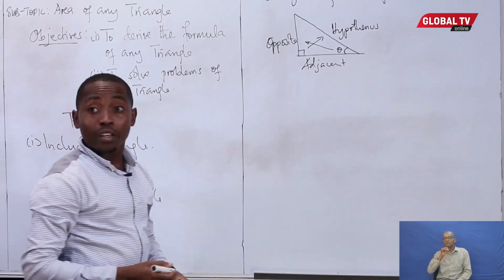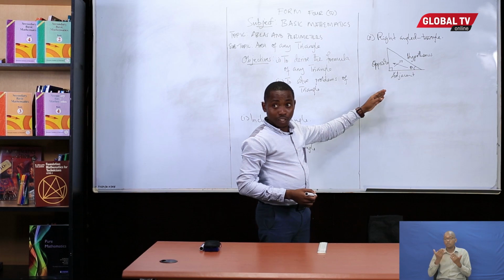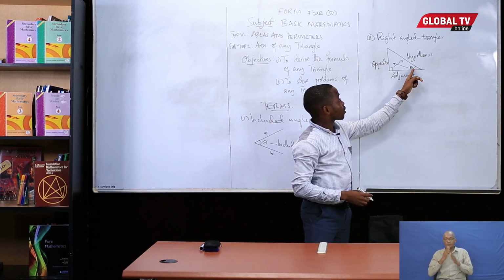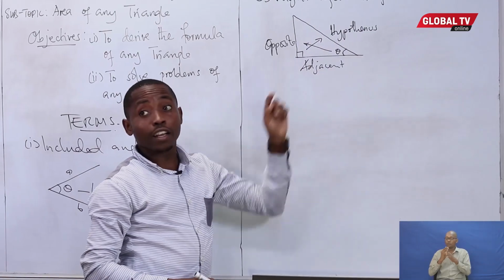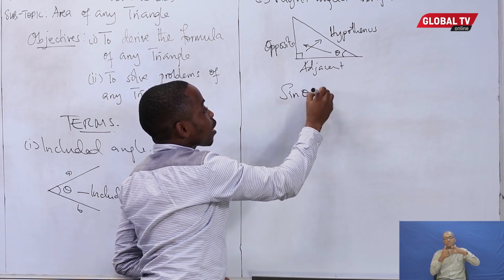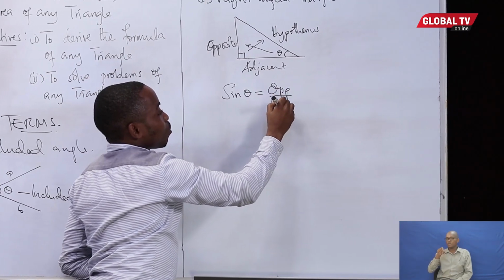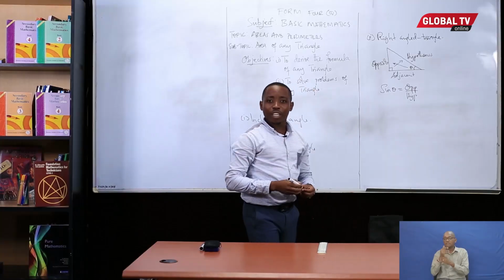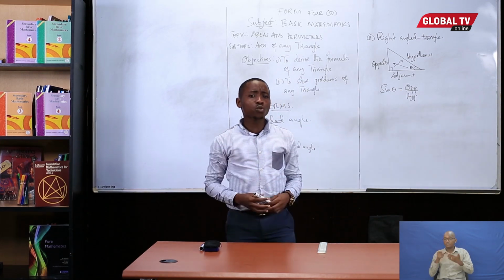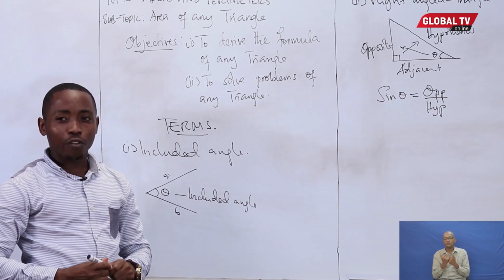So by knowing this, we can have those trigonometric ratios. The trigonometric ratio that we need to focus on is the one which includes this angle, the opposite side, and the hypotenuse, which is known as sine. Sine of our angle theta equals the opposite side divided by the hypotenuse. Now these are the two major concepts that can help us know how to derive the formula of any triangle.